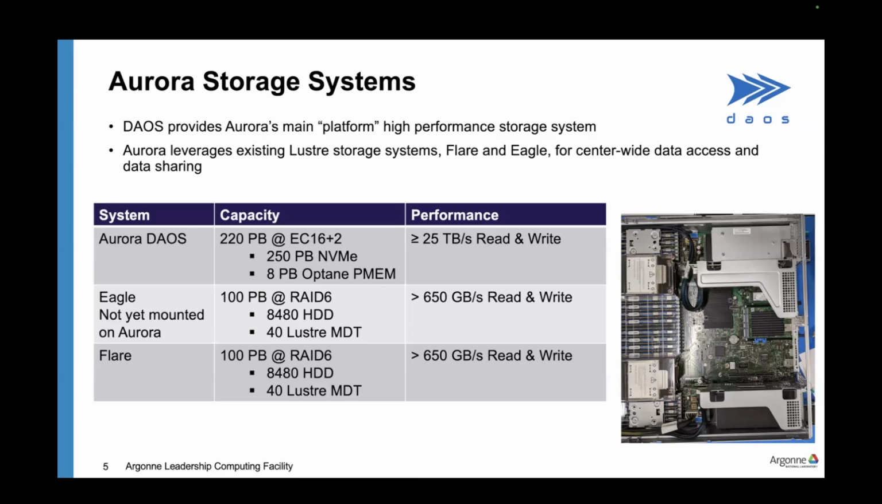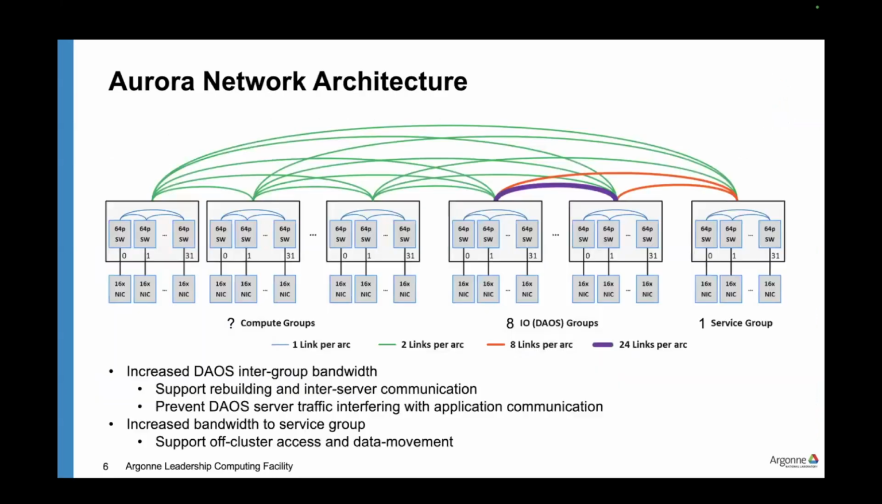On the right-hand side, I've got a little cartoon of a node, and I'll go into that on a future slide. And the network architecture is quite interesting here. What we've got on the left-hand side in the first 3 boxes is a cartoon that represents the compute nodes. The question mark, I should have substituted that for 166 compute groups. And then in these 2 center boxes, they represent 8 distinct IO groups for DAOS.